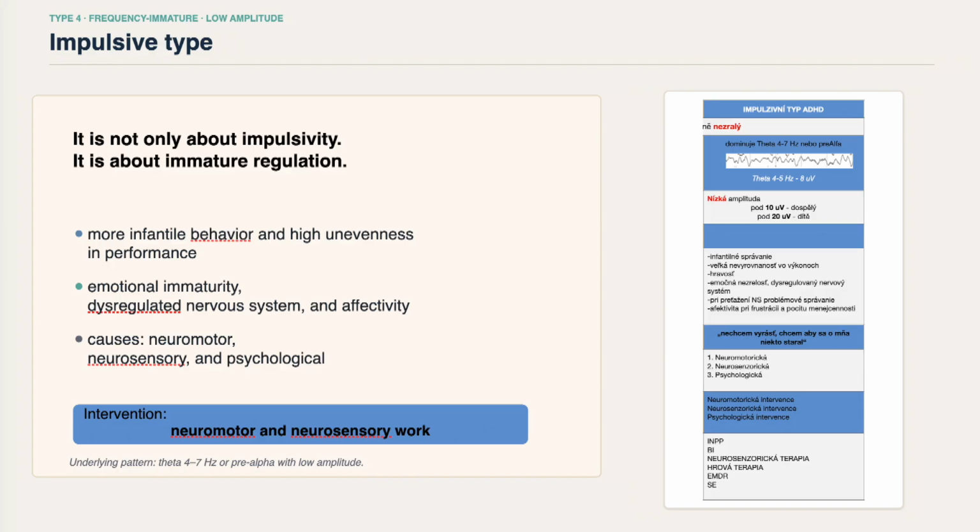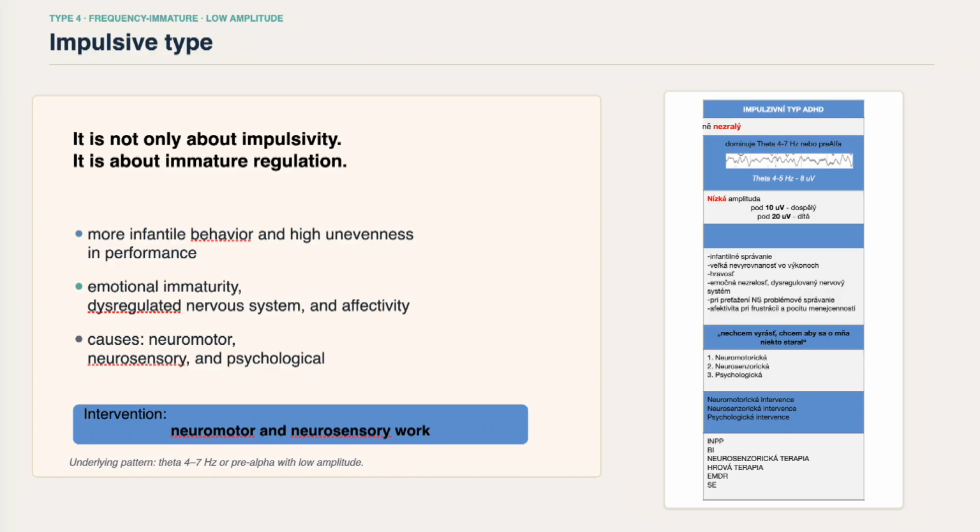These clients often show more infant-like behavior. Their performance can be very uneven. School is usually not very interesting for them. They prefer play. We also often see emotional immaturity and poor regulation of reactions. One important point is this. What looks like immaturity is often a nervous system that has not yet developed full stability and regulation.